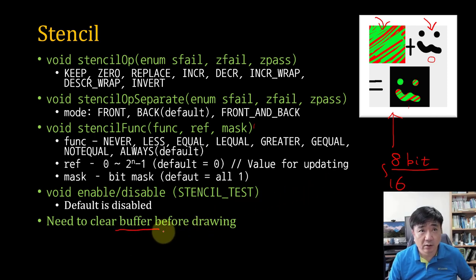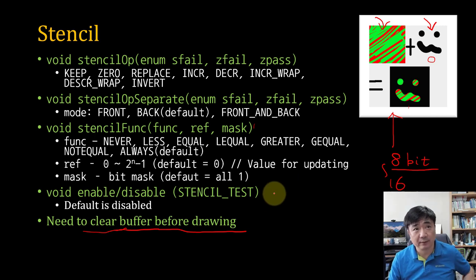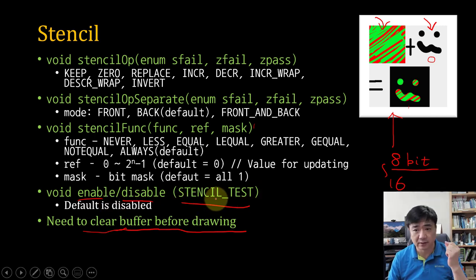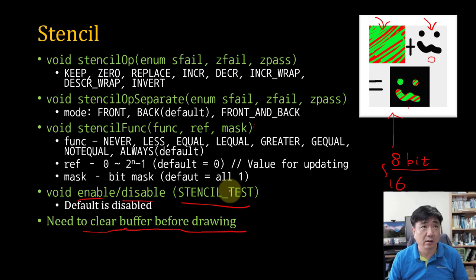And then we need to clear or reset the buffer before drawing. And then we need to enable or disable the stencil test. Enable stencil test, then the stencil test is turned on. Then we need to define how it works: stencil operation and stencil function.